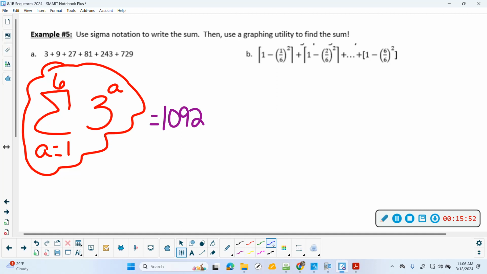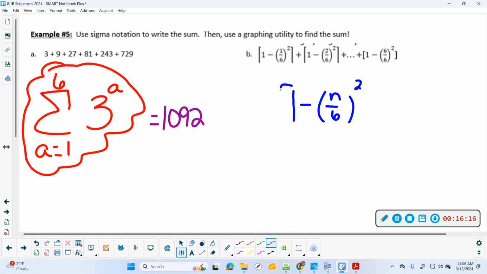First, I'm going to come up with the formula. Now, clearly we're adding the terms together, so that's the sigma. Let's get the formula. Well, I see they all start with 1 minus. We've got these fractions squared. Well, all the denominators of the fraction are staying as 6. It's the numerators that are changing, okay? So that's going to be my variable. I'm just going to do n for numerator, I don't know.